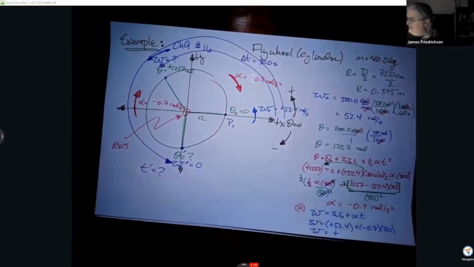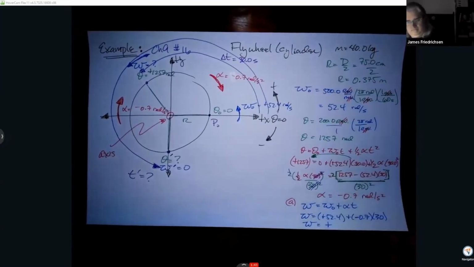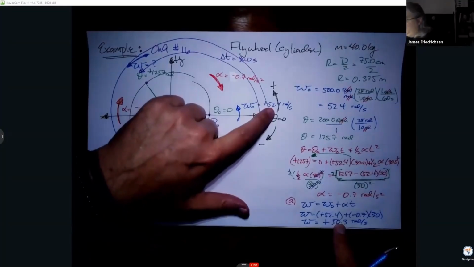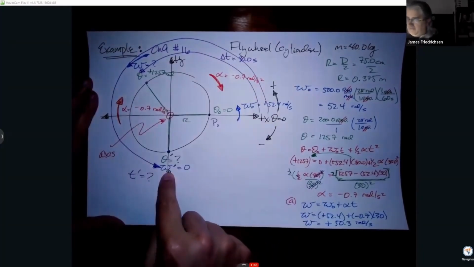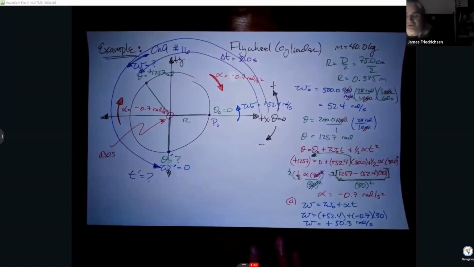And so we should get a positive how much? 50.3. And that'll be in, again, radians per second. So we went from 52.4 down to 50.3. So we have indeed slowed down. So that looks pretty reasonable. And then they want us to figure out how long did it take for the flywheel to come to a stop and through how many revolutions did it rotate. So those were the next two questions.